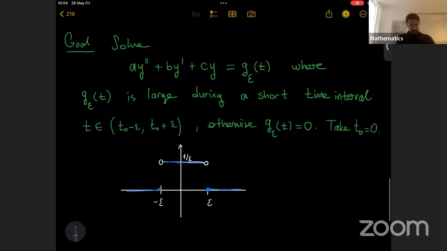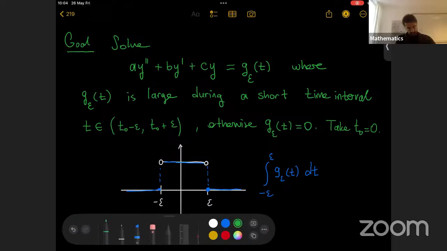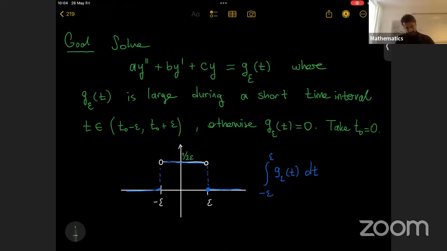Well, you can easily see that the integral of G epsilon t from minus epsilon to epsilon is basically the area under this line here. It is the rectangle, right? The area of this rectangle is basically 2. Maybe let's normalize it and make it 1. Let's take 1 over 2 epsilon instead of 1 over epsilon. Now it satisfies a similar condition. In the interval, 1 over 2 epsilon is very large, okay? But now the integral is equal to 1.